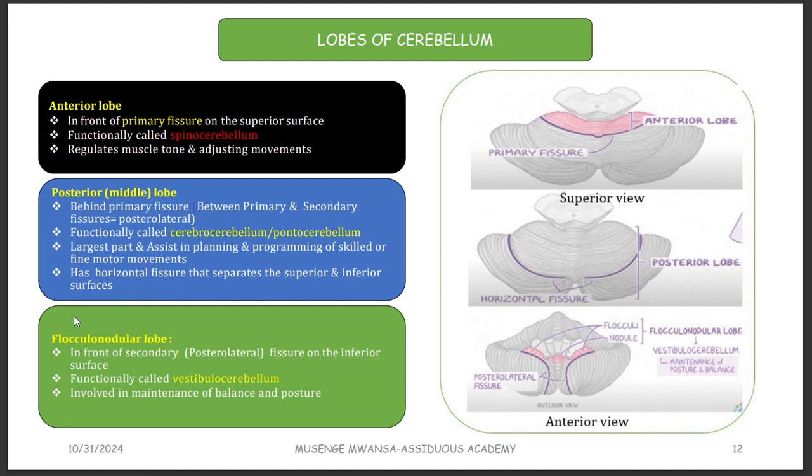And then the flocculonodular lobe is functionally also known as the vestibulocerebellum, because the information coming from the inner ear, basically from the semicircular canals and the otolith organs, the saccules and the utricles, about balance is going to the flocculonodular lobe. That's why it is functionally called the vestibulocerebellum.